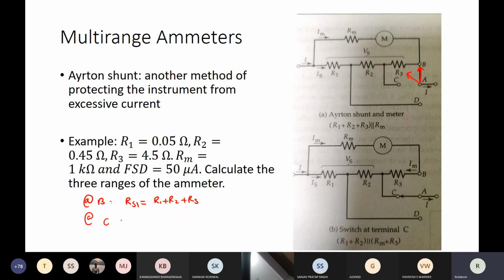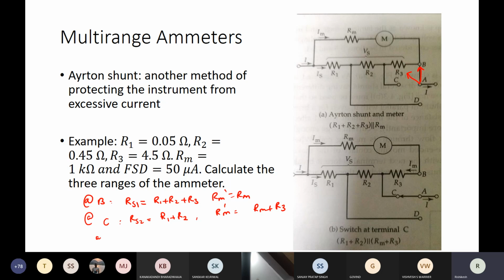At position C, RS2 is R1 plus R2. But remember, in that case, R3 will come in series with RM. Okay, so the meter resistance you should take is effectively RM plus R3. Here I should say RM dash is RM plus R3.